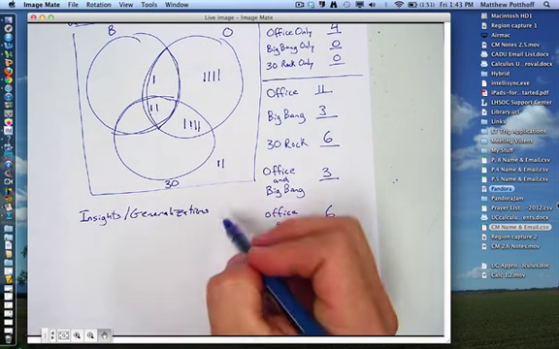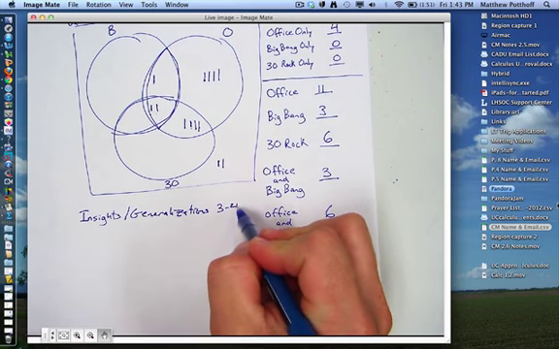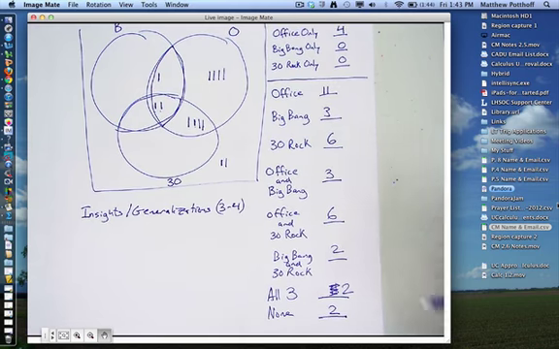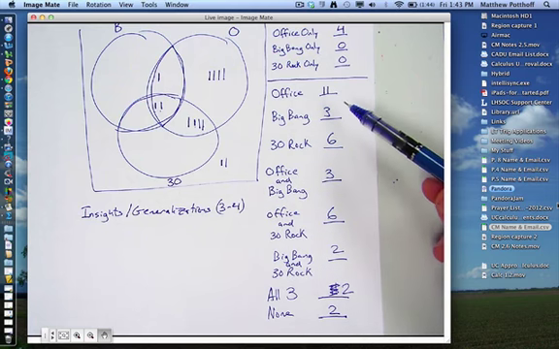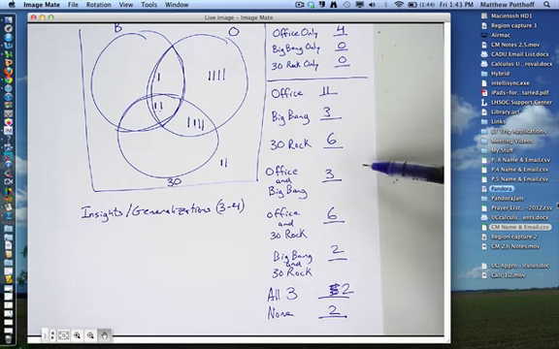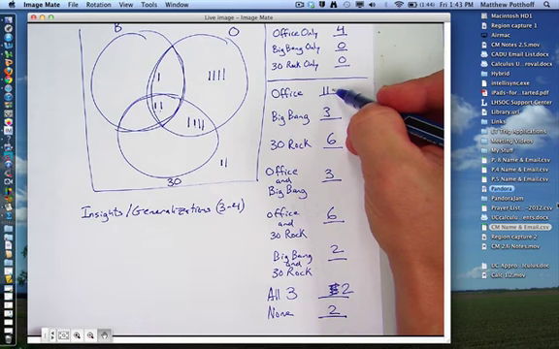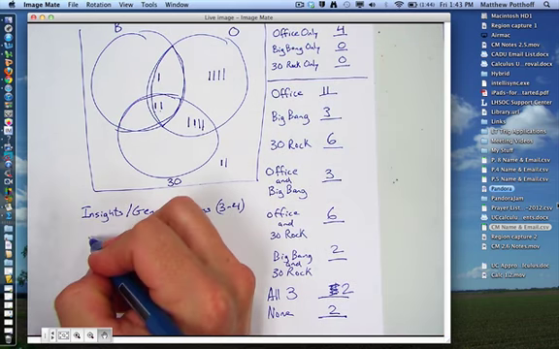Okay. And I want 3 to 4 sentences for this. So one thing, and it's pretty much whatever pops out at you. So one thing you could say, well, most people in the class like The Office. Okay. It definitely stands out above the other 2. Okay. It's nearly everybody likes The Office.